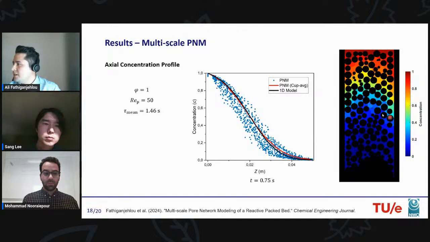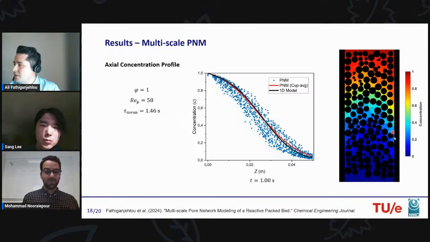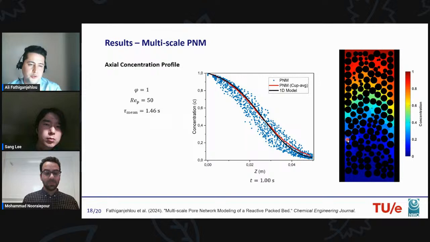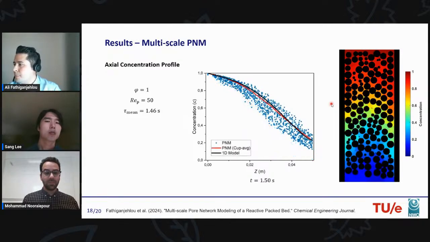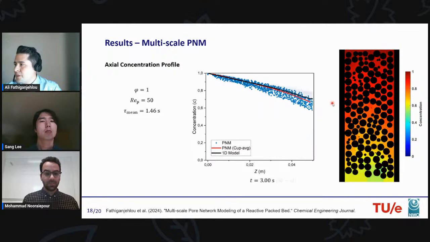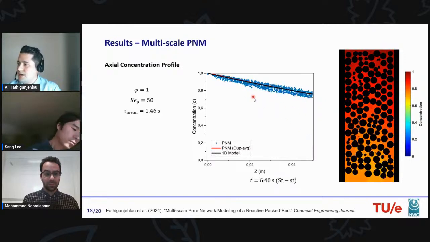If we take a deeper look into the concentration map, we can see that there is a crescent shape profile. This is because of the flow maldistribution that we discussed earlier: close to the column wall, there is a higher flow compared to the central region of the column, and we can clearly see it here. Now, the axial concentration profile, which is the steady state, and the comparison with the 1D model, we can see here.